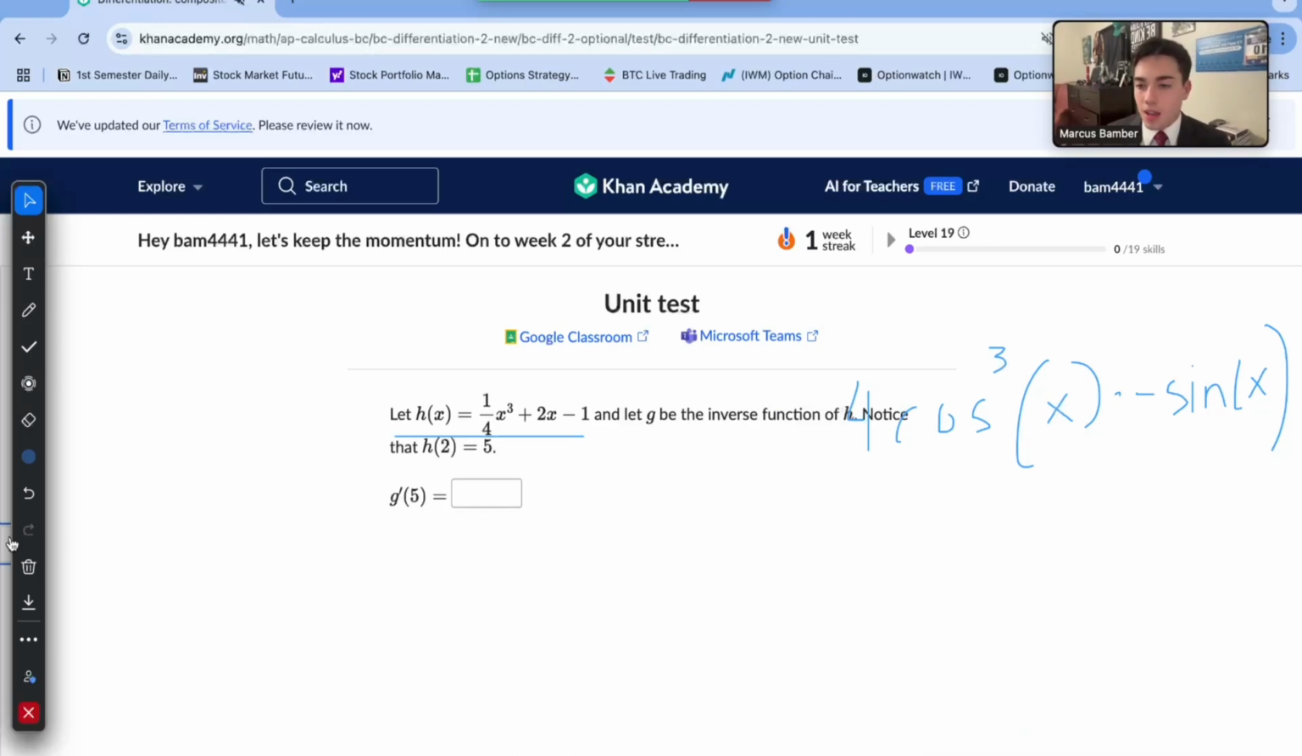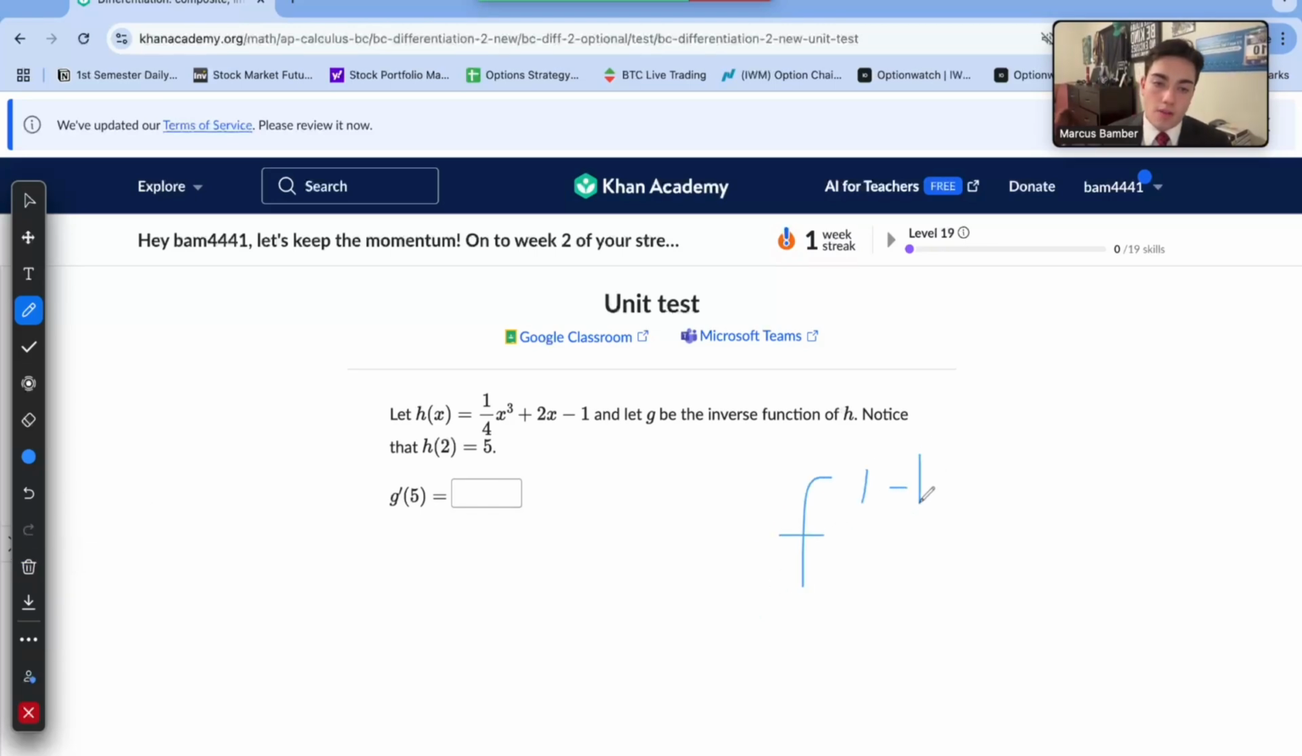Okay, moving on to the next. Going to let g be the inverse function of h. Notice that h of 2 is equal to 5. We just need to know the notation for inverse functions. Whenever we take the derivative of an inverse function of x, it is simply equal to 1 over the derivative of f, parentheses, f inverse of x, like this.